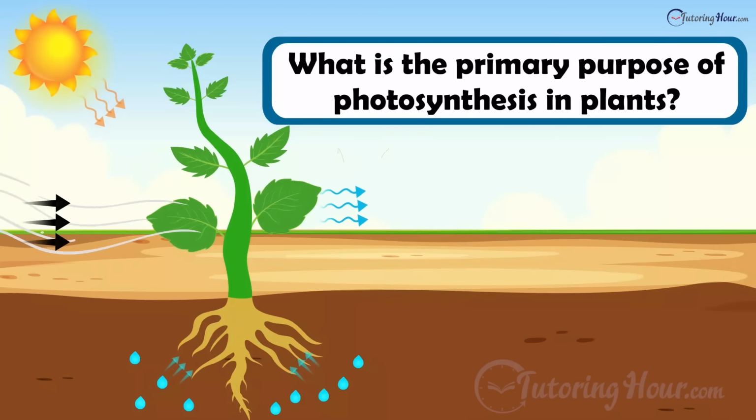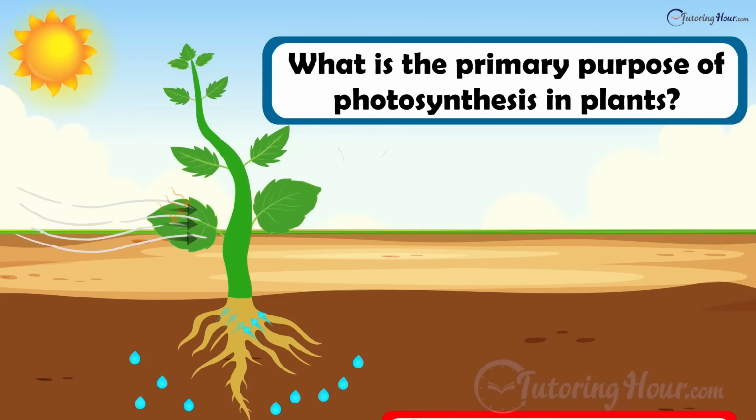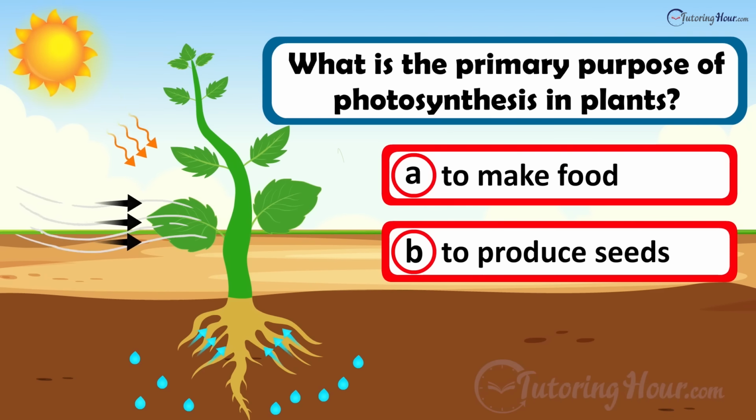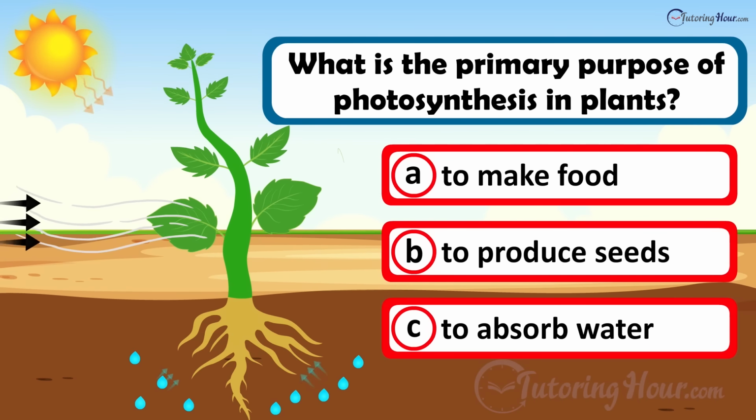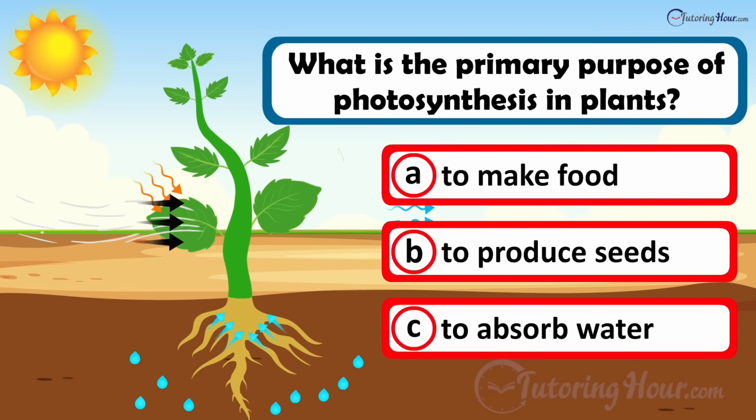What is the primary purpose of photosynthesis in plants? A. To make food. B. To produce seeds. Or C. To absorb water.